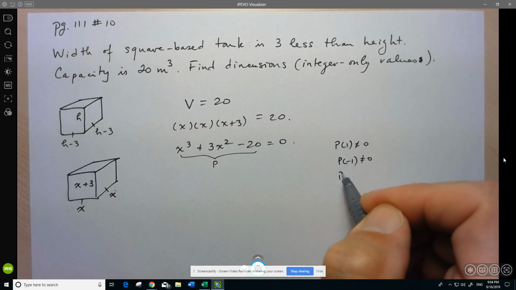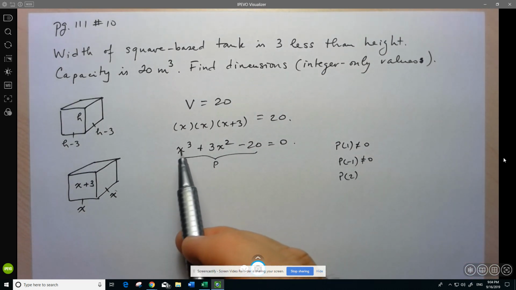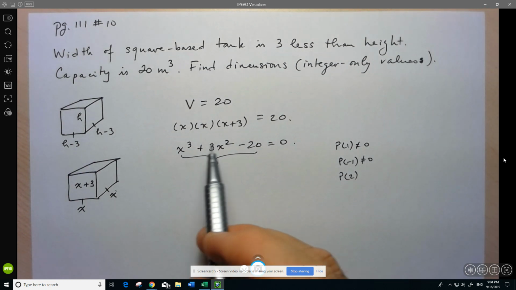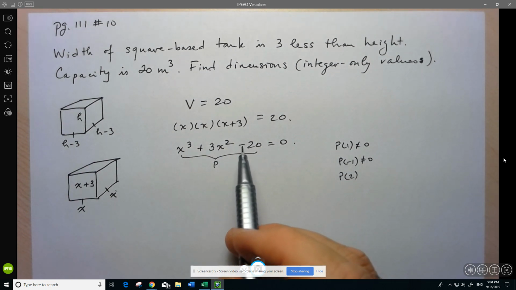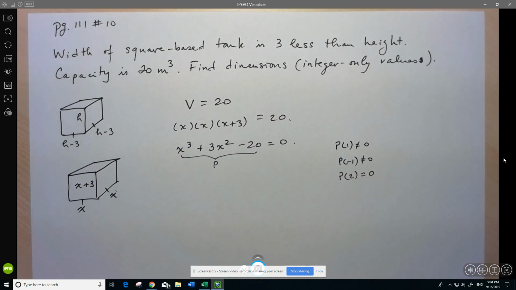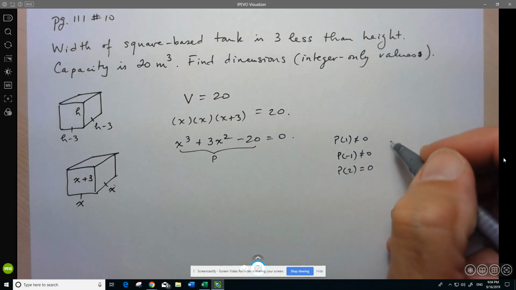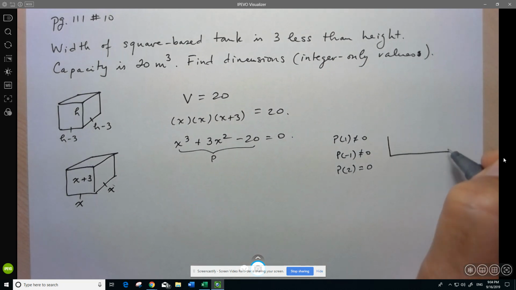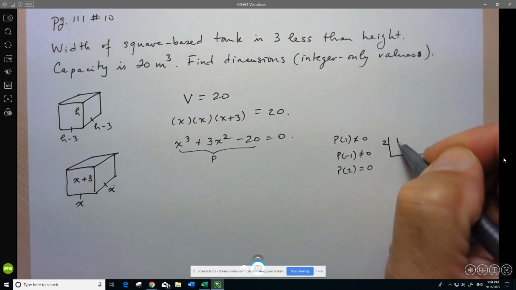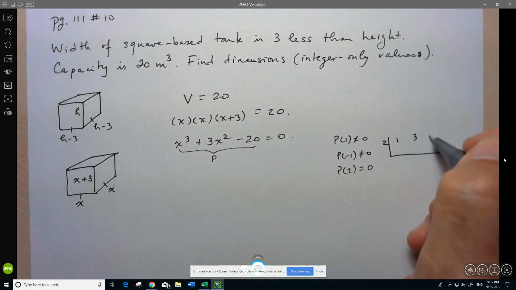Let's test 2. That might have a little more of a possibility. Here 2 cubed is 8 plus 3 times 2 squared, so 3 times 4 is 12. 8 plus 12 is 20, minus 20. There you go, that's equal to 0. It didn't take too long to find that factor. So now I will do my division, dividing by x minus 2. Don't forget, very important, there's no x term, so I need to include a 0.